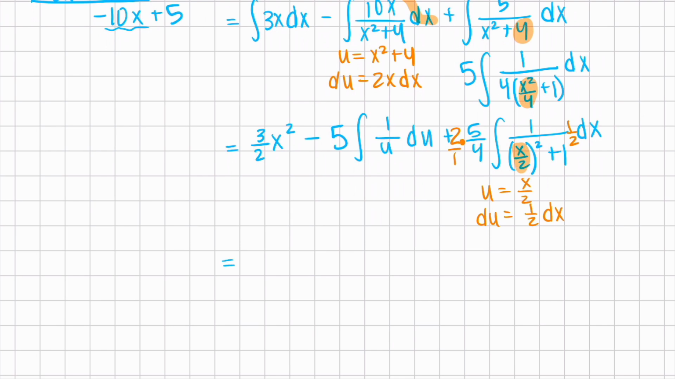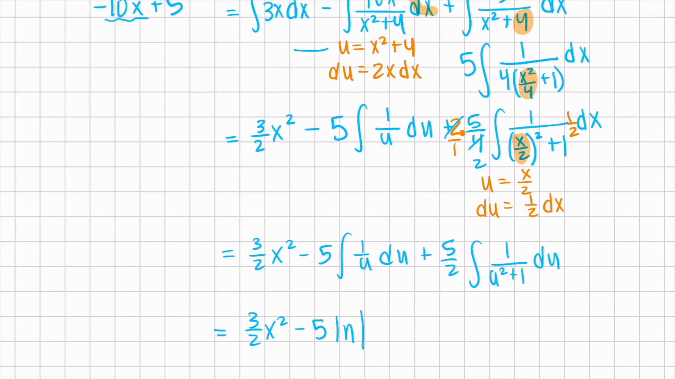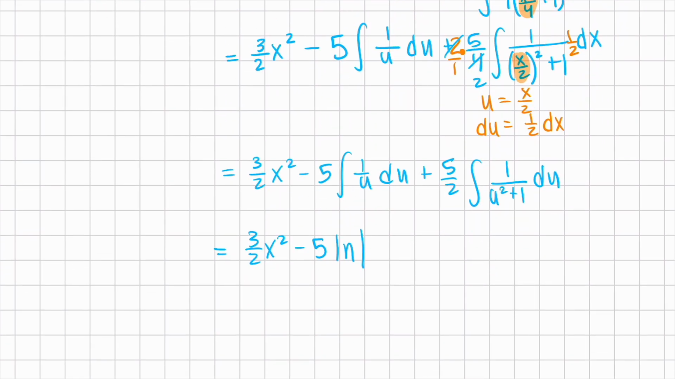So let's write out another line and see where we're at. So I have, let's see, my 2 is going to cancel, and I'm going to have 5/2 1 over u squared plus 1 du. Okay, so let's do our integrals. I have negative 5 natural log of u. Keep in mind this u is referring to x squared plus 4.